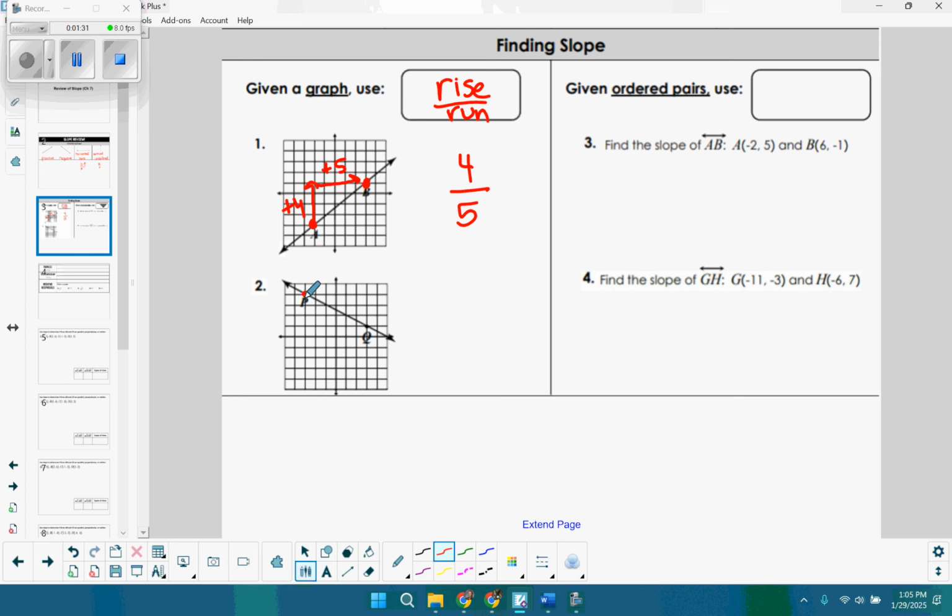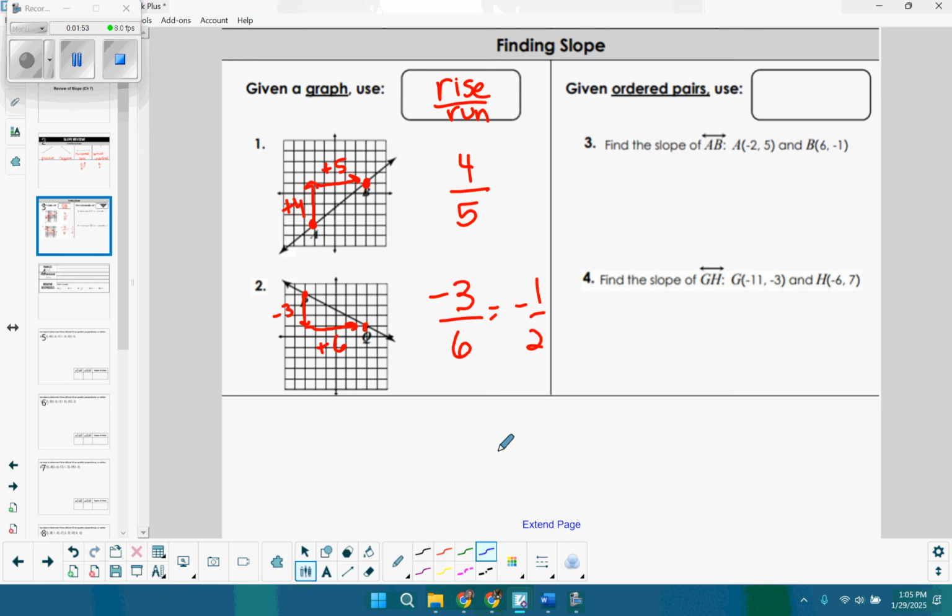For the second one, to get from P to Q, I would fall first. So I'm going down 1, 2, 3, so that's negative 3. And then over to the right, 1, 2, 3, 4, 5, 6. So a negative 3 over a positive 6 would reduce to negative 1/2.